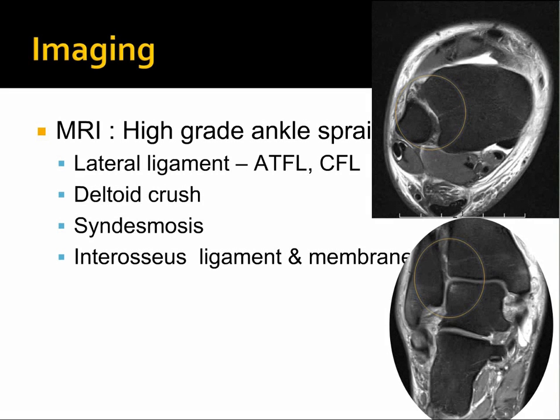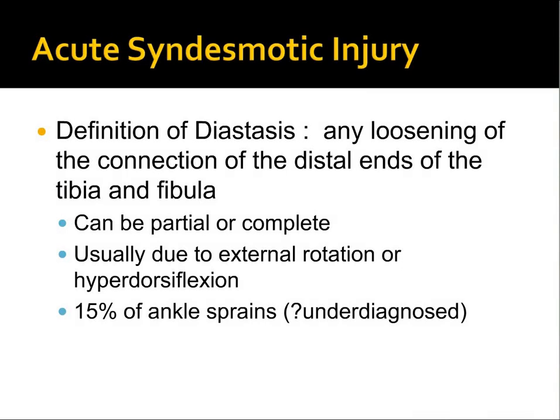So this MRI scan shows an inversion injury with typical lateral ligament ATFL and CFL sprains. You get a typical deltoid crush mechanism on the contralateral side. But look at the syndesmosis. In this patient, there's a rupture of the anterior tib-fib joint, and there's also edema that goes up into the interosseous membrane. There's also a bit of an osteochondral bruise there as well.